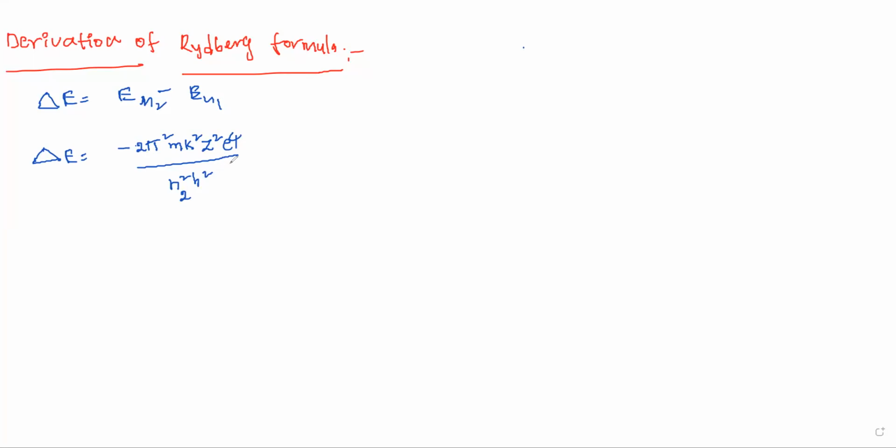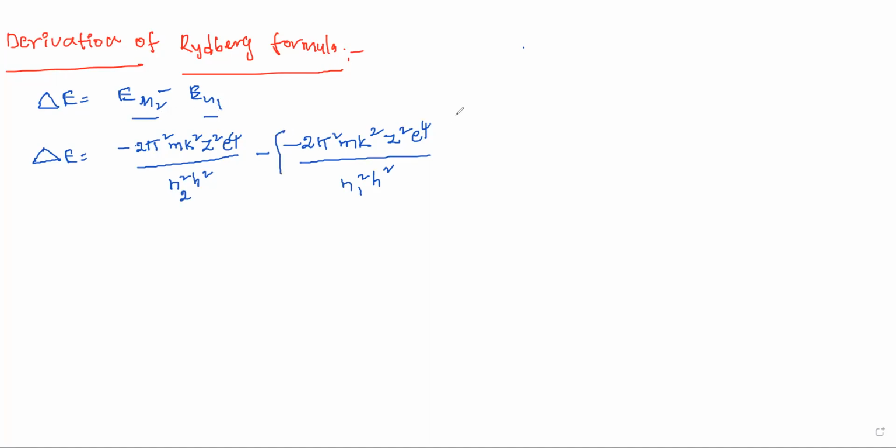Okay, and next minus 2 pi square m k square z square e to the power of 4 by n1 square h square. This is the energy of the ground level orbit electron. This is the energy of the excited electron, and this is the energy of the ground level electron.